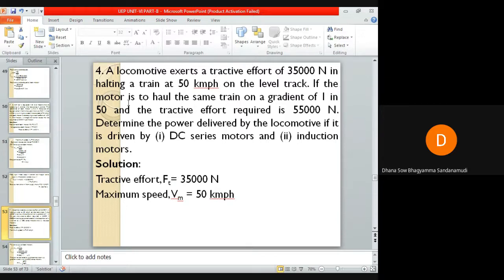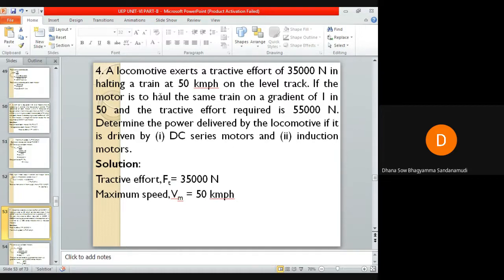And if the motor is to haul the same train on a gradient of 1 in 50, the percentage gradient is given by 1 by 50 into 100. And the tractive effort required is 55,000 Newton. Determine the power delivered by the locomotive if it is driven by a DC series motor and an induction motor.